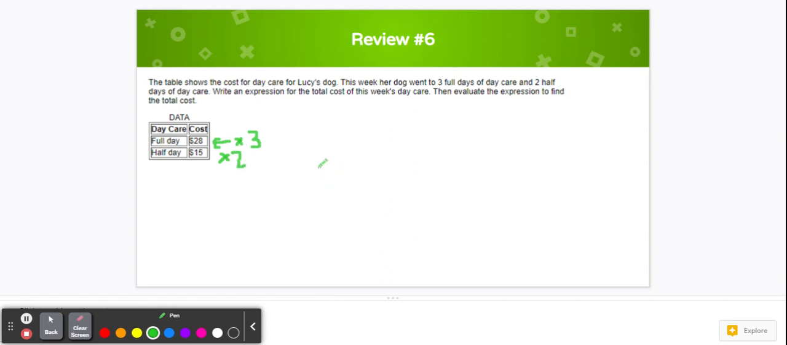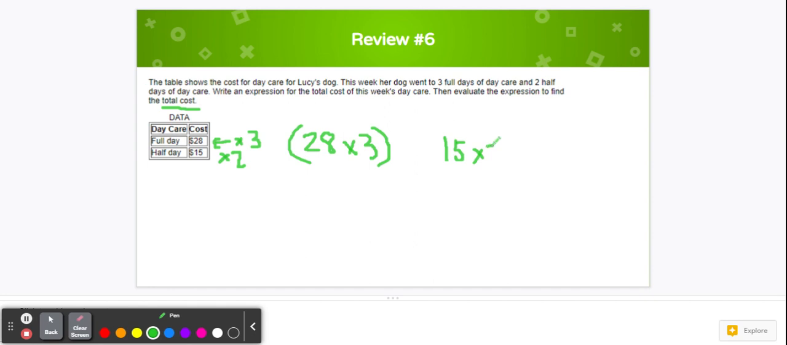Okay, how are we going to put all this together into an expression? And then how much is the total cost? First, I want to know how much it costs for full days. I went 3 times. We know that that's 28 times 3. 3 times $28. Parentheses are going to be your friend when it comes to algebra and organizing your thoughts. So I would use them anytime you can. It'll help you figure out what to do first and just gives a clear picture of what you're trying to accomplish. Half days, $15. We did it twice. So that is 15 times 2.